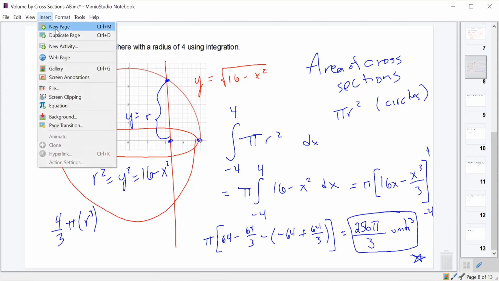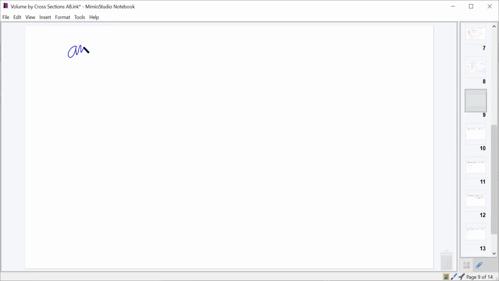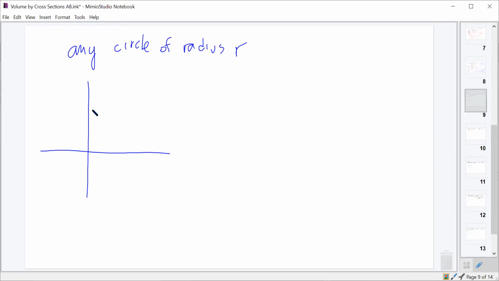Well, suppose you have any circle of radius r. Right? And I'm just going to, well, we'll just do this. There's my semicircle. That's atrocious. Let's do this again. There's my circle with a radius of r. And we could use the same idea that y would equal the square root, just the top half of this, right? Would be y equals the square root of r squared minus x squared.